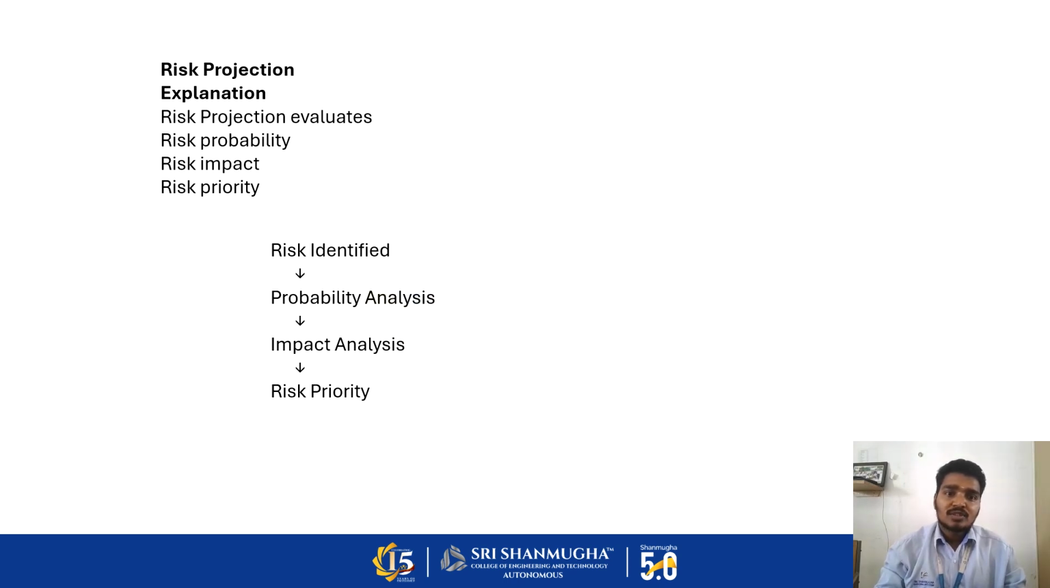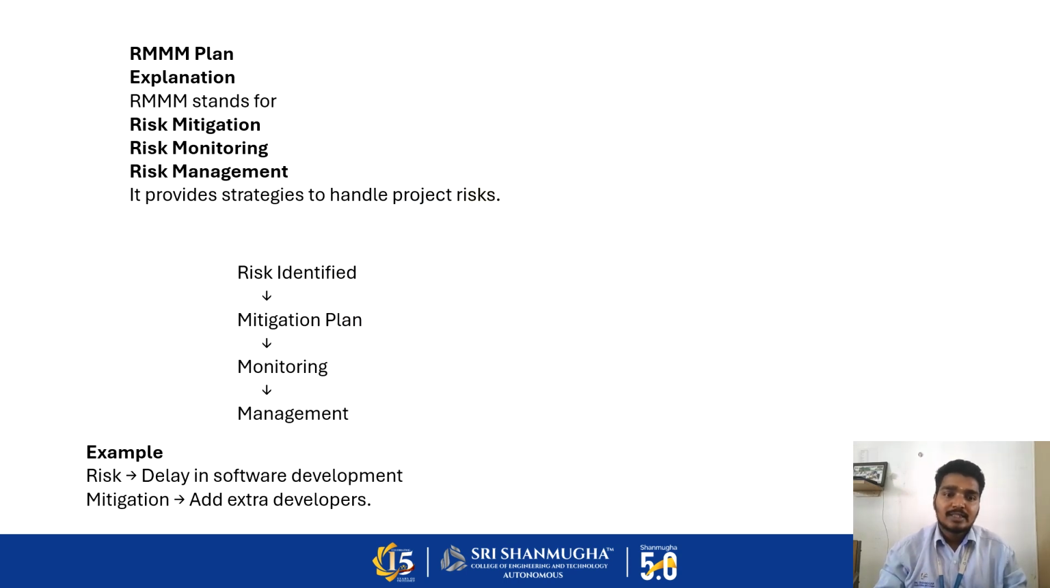Next, risk projection and its explanation. What is risk projection? It evaluates the risk probability, the risk impact, and the risk priority. Once a risk is identified, the probability can be analyzed for risk values, along with the impact analysis and the risk priority. What is the first risk? How to analyze the bug? A bug refers to the testing method. That goes to the risk projection explanation.